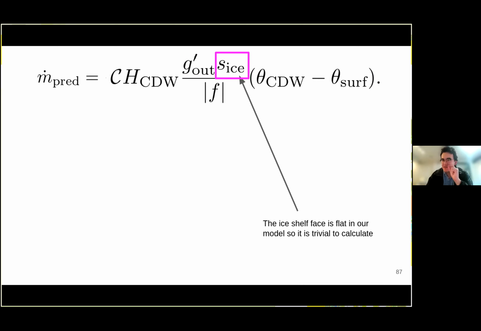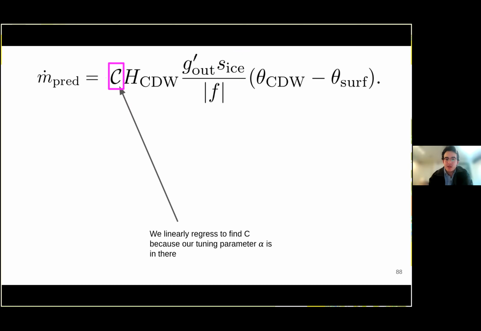The ice shelf slope in our model is really trivial to diagnose because our ice shelf face, as we prescribe it in our model, is flat. So it's just depth over length. Easy to calculate. And then, like I said before, we're going to linearly regress to find C because our tuning parameter's in there.